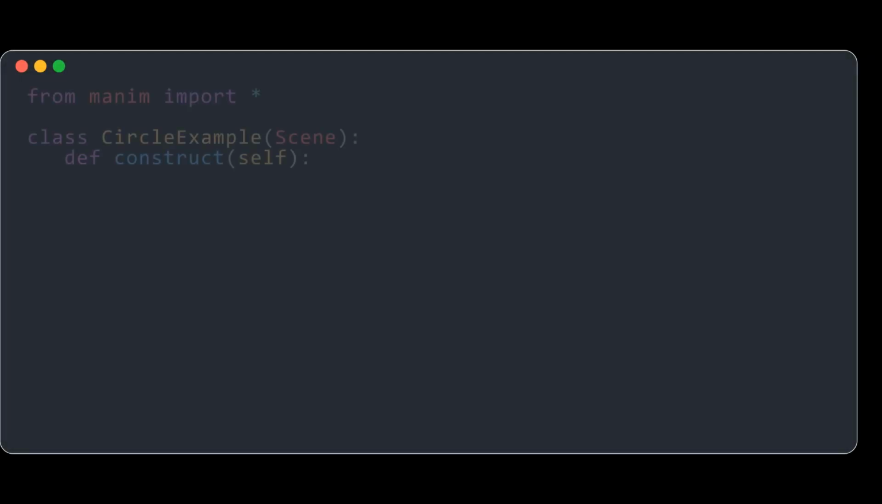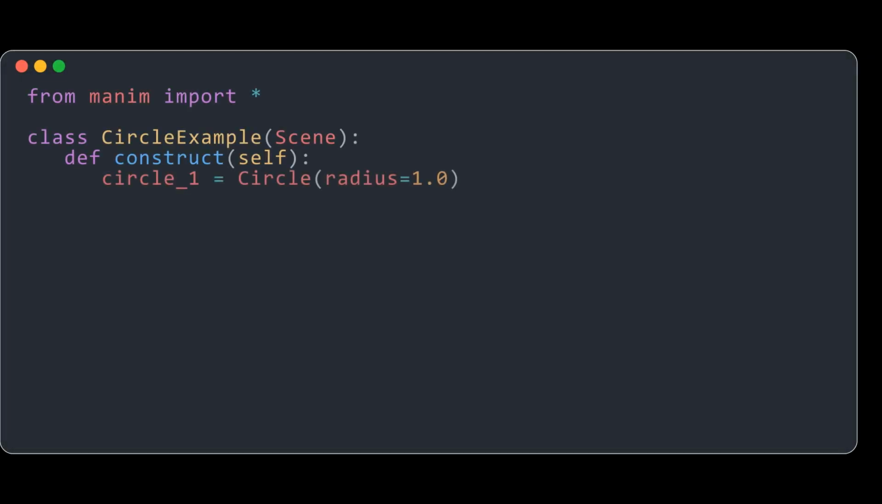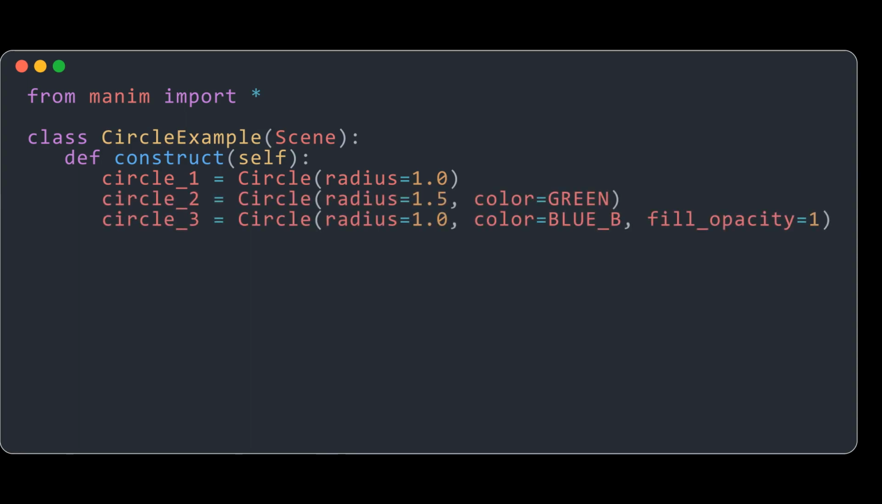First we will create our basic code. Let's add a circle object in a variable. Here we created a circle with a radius of 1 unit. You can also set a color for a circle. Let's fill color inside the circle. Just add fill_opacity with the color parameter.